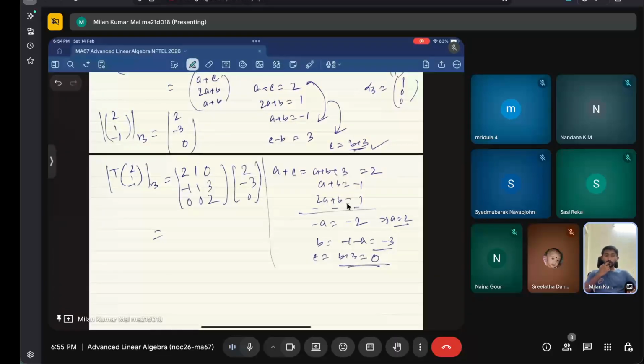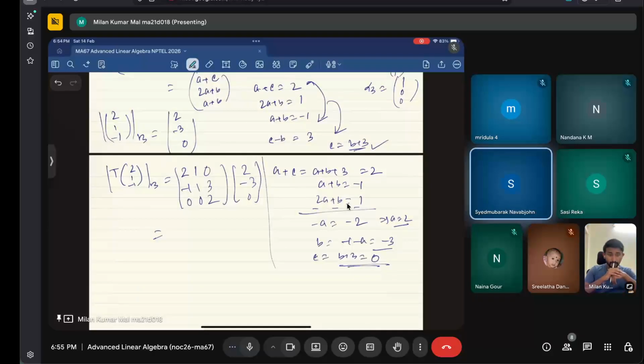So I hope this is clear. If there is any doubt, you can ask in this problem or any previous problem or any material, or even if my screen is not visible. Yes, yes, yes.